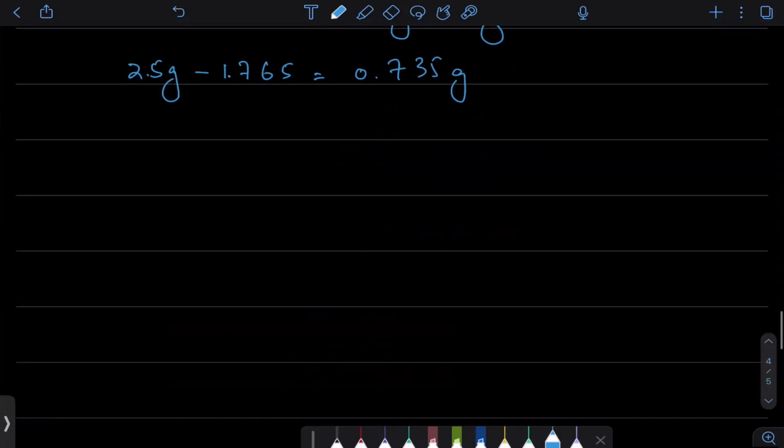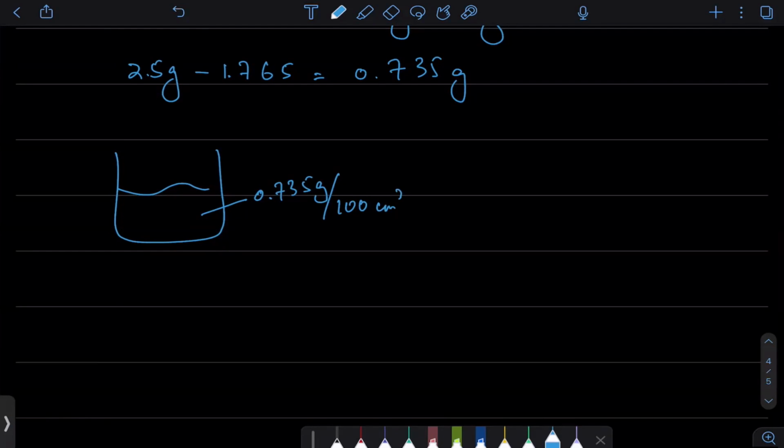Now let's try again. This time I still have 100 cm cube of water, and there is 0.735 grams in that 100 cm cube of water. Now I add another 10 cm cube here. So obviously an equilibrium is going to be established again. This is going to move here. Let's say this time I get Z of this in here. So obviously 0.735 minus Z is left over in water.